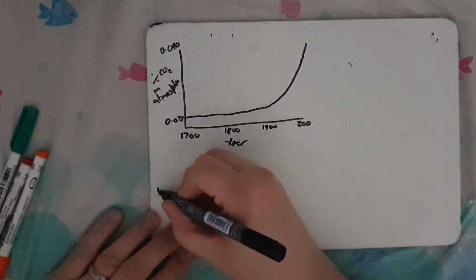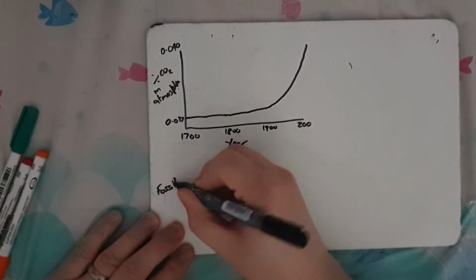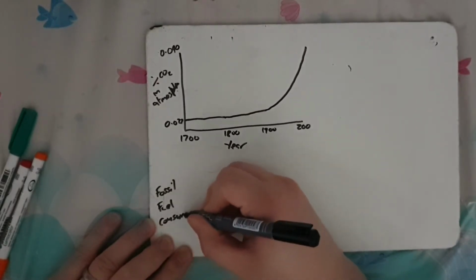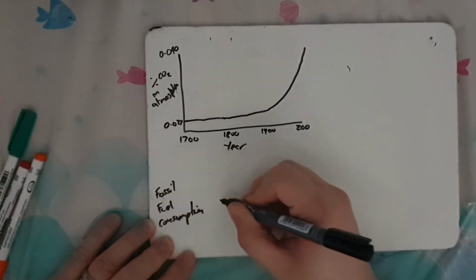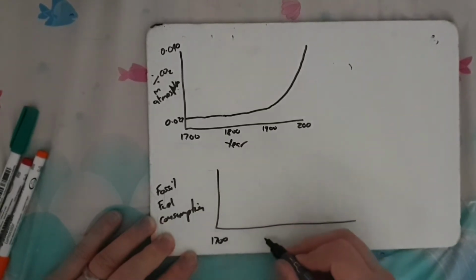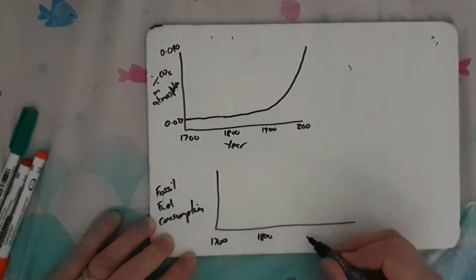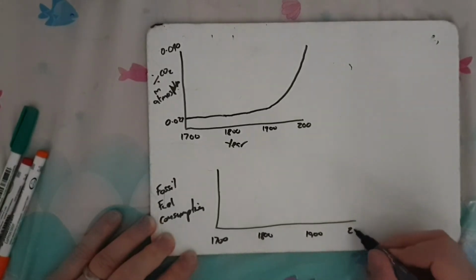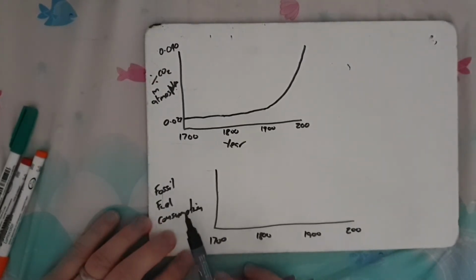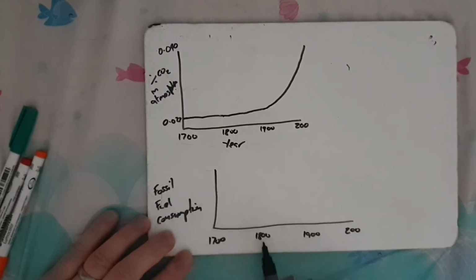If we look at fossil fuel consumption, and let's do that over a similar period of time. So 1700, 1800, 1900, and the year 2000. It's probably going to look something like, we've got to remember, we started to use loads of fossil fuels during the Industrial Revolution, which happened in the 1800s, and then we're using loads by the year 2000.